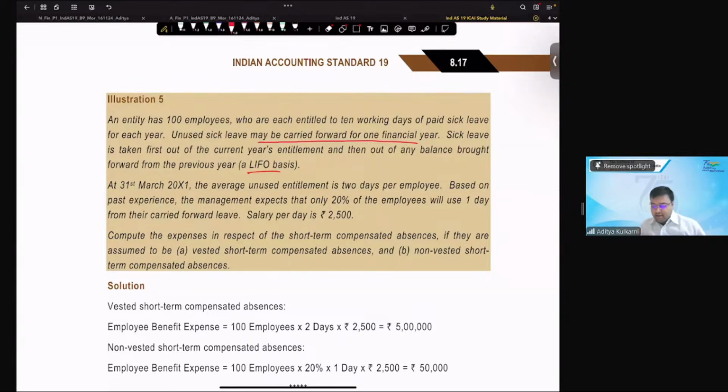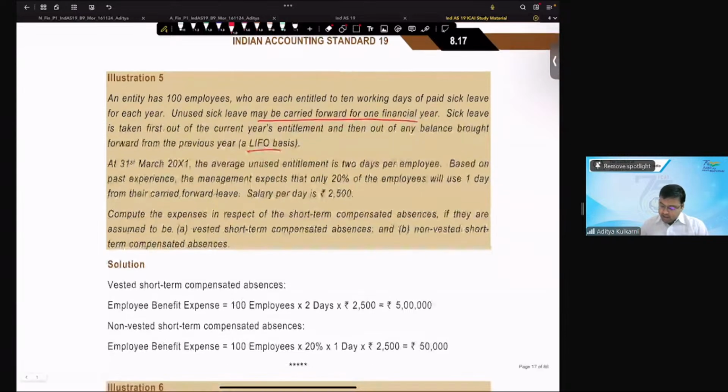At 31st March X1, the average unused entitlement is 2 days per employee. Based on past experience, management expects that only 20% of employees will use 1 day from their carried forward. Salary per day is 2,500. Compute expenses in respect of short-term compensated absences if they are assumed to be vested and if they are assumed to be non-vested.